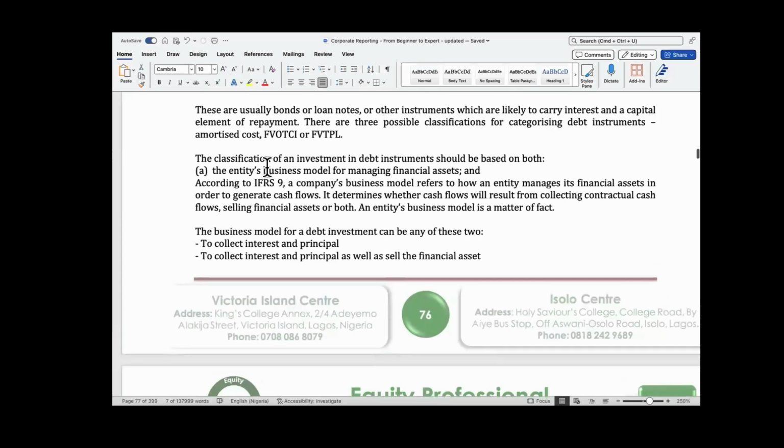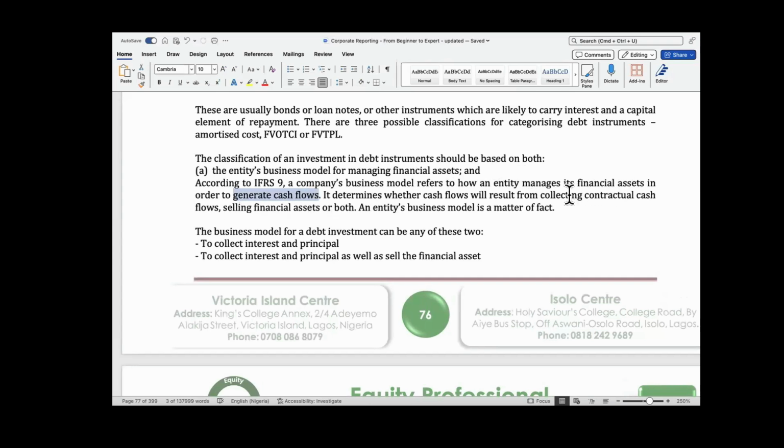So when we say business model, we are talking about how the entity manages the financial assets in order to generate cash flows. How does it want to collect cash flows?